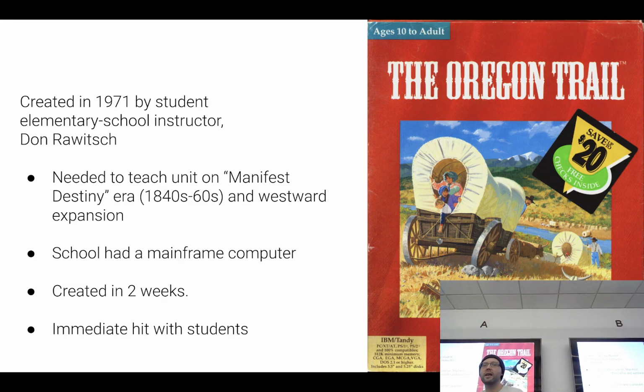And so this created a ton of people rushing out west, rushing to Utah, rushing to Oregon and California. And so it was a huge mess, actually. They caused a lot of problems, especially for the native peoples of the area. But anyway, right? So the school had a mainframe computer. This game originally was created in about 2 weeks. We're going to play a later edition of the game that has some basic aesthetics to it. And it was an immediate hit with students, okay?